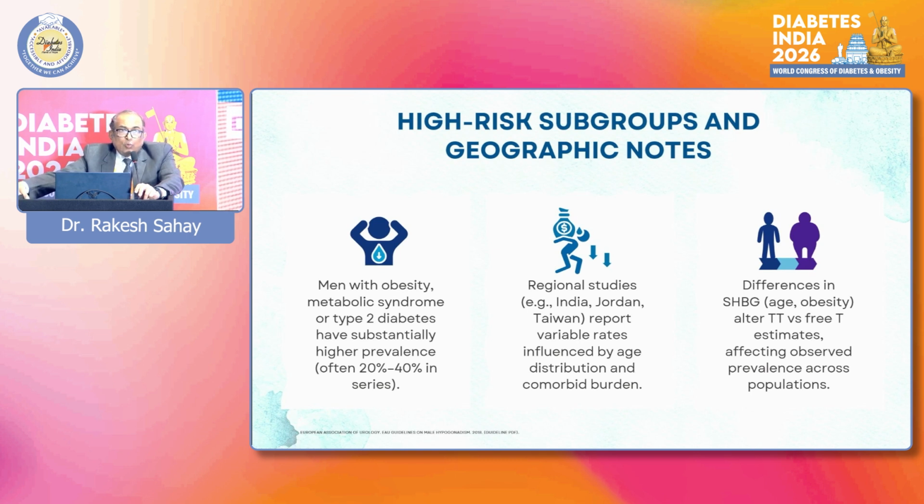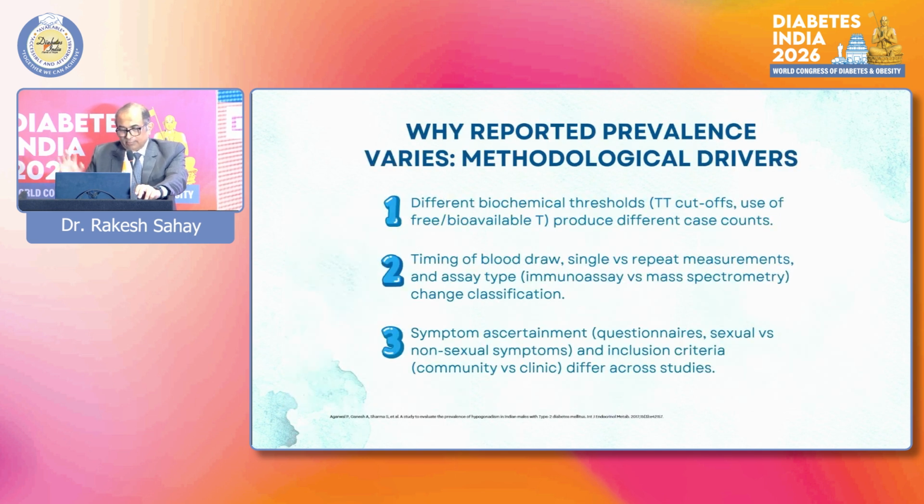If you look at more recent studies, they are done with better estimations using mass spectroscopy, and so those become much better. But those facilities are not available across all centers. Where they are used, the prevalence rates probably may go down.